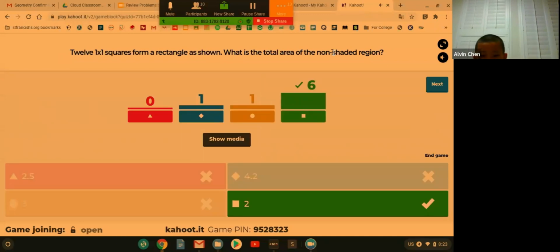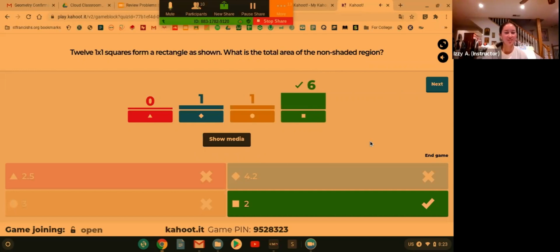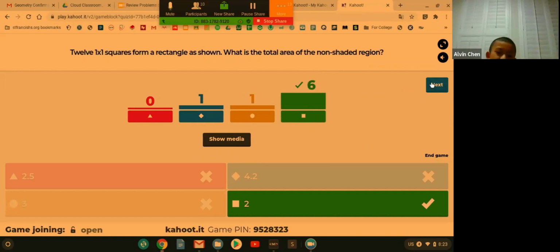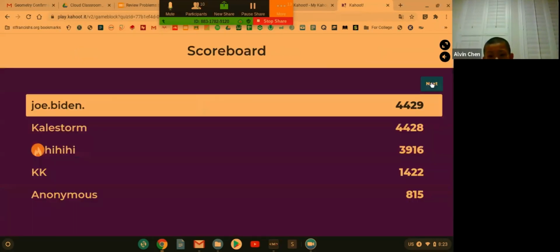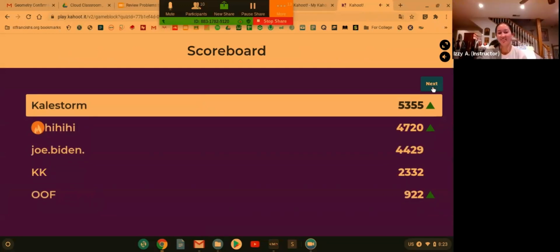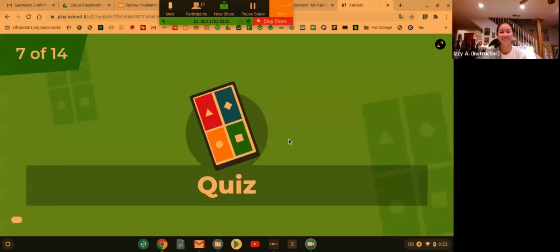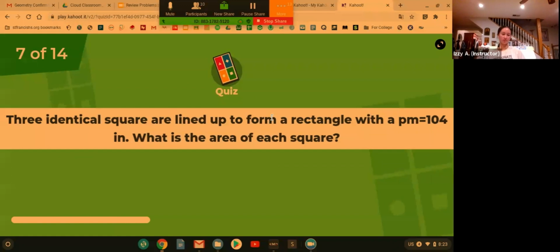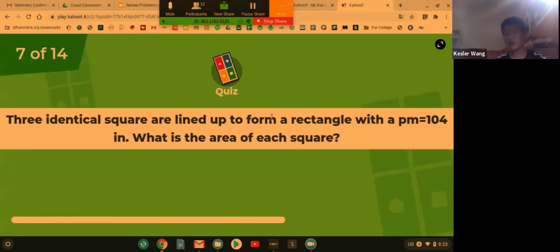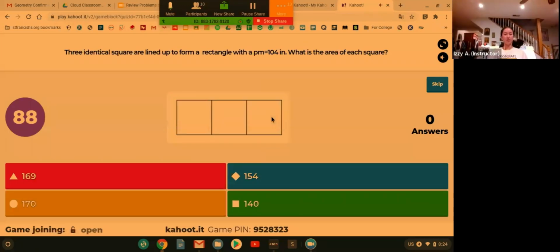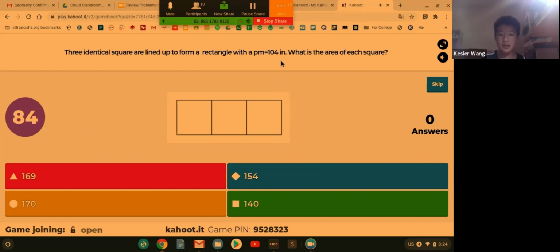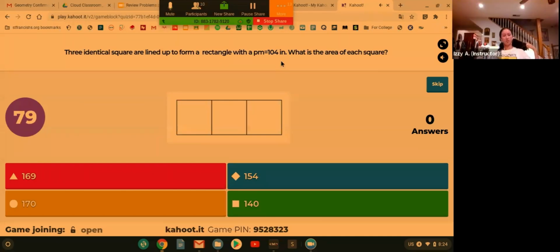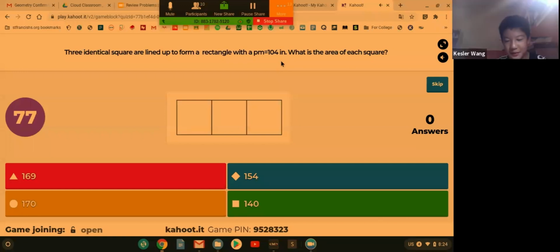Oh, 8 people now. Oh, wait, why was it multi-select? Who knows? Because it was not multi-select. Okay. Oof. 3 identical squares are lined up to form a rectangle with a perimeter of 104 inches. What is the area of each square? The IN stands for inches again, but you don't have to. So, this is confusing.